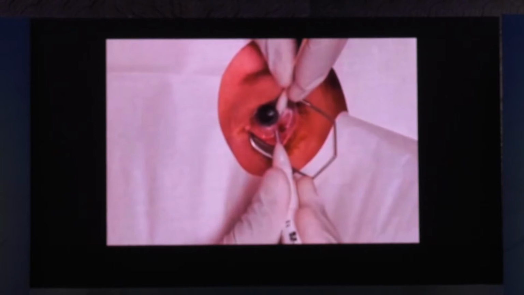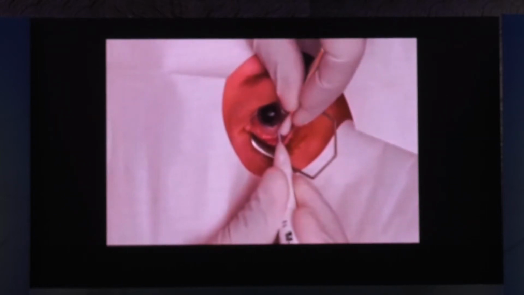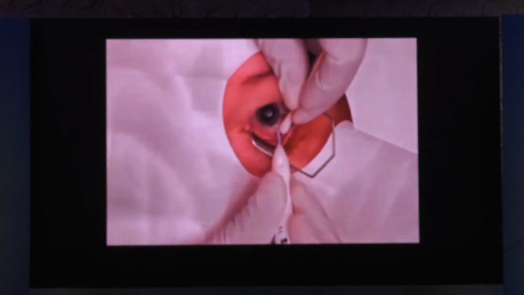And the implant is released, but you have to take out the applicator needle only when there is an audible click, which confirms that the implant is already in the vitreous cavity.